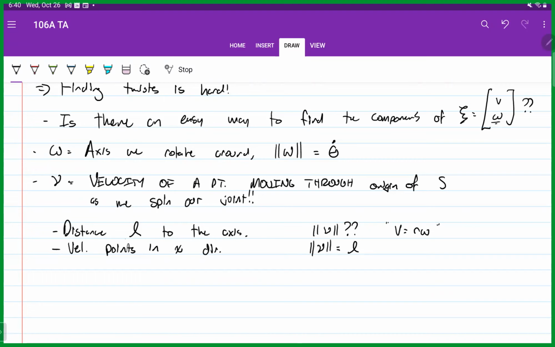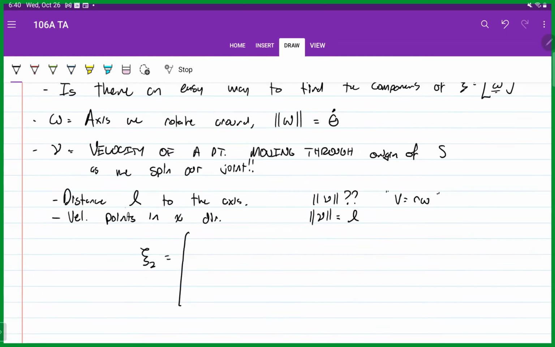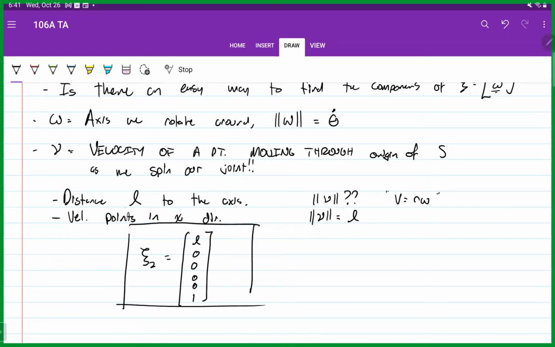So if we want to write out our entire twist, xi2, we're going to use this velocity and get our first 3 components. We know we have a velocity of magnitude L pointing in our x direction. That's going to give us an L in the x direction, and we don't have any other components: L, 0, 0. Now, what axis are we spinning around in space? Once again, it's just pointing in the z direction, right? So we have L, 0, 0, 0, 0, 1, okay? That gives us where xi2 is.